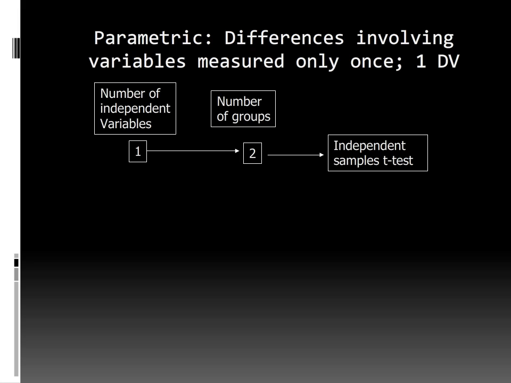If you had one independent variable that had two groups, you would run an independent samples t-test. An independent samples t-test compares the observed differences between the means of two independent samples, for example, experimental versus control, or two different naturally occurring categories, for example, gender or age groups.